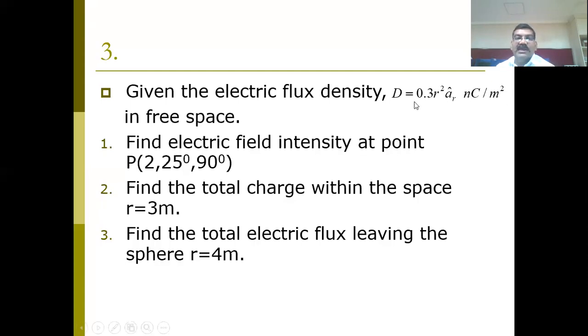So this is what D is given, and find the total charge within the space R equals 3. So now if you consider the radius of a sphere equals 3 meter, you can find out the D dot ds. So D dot ds, do the integration, that's it. You put the limit 0 to 3. You put the formula for ds.